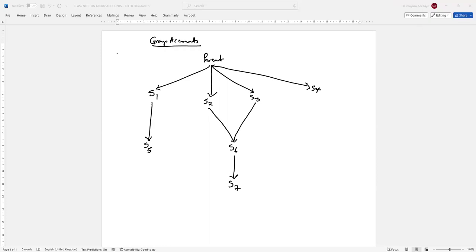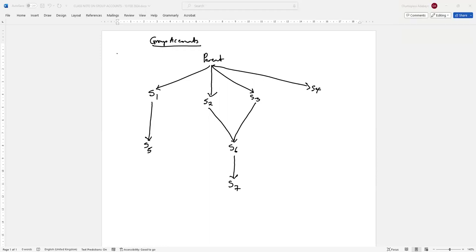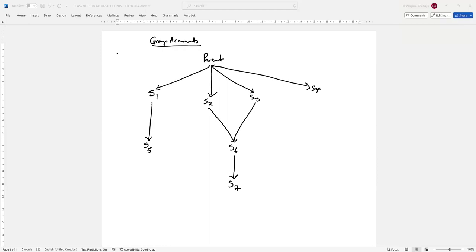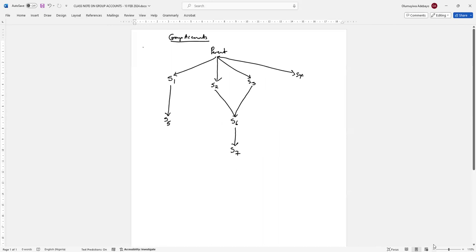Okay, good morning, sir. So, subsidiary 1, 2, 3, and 4, they are fellow subsidiaries of the parent. Subsidiary 5 is a subsidiary of subsidiary 1, which is its own parent, but it is a sub-subsidiary to the parent. Subsidiary 6 is a sub-subsidiary to subsidiary 2 and 3. So subsidiary 2 and 3 jointly, more like they jointly acquired or produced subsidiary 6.